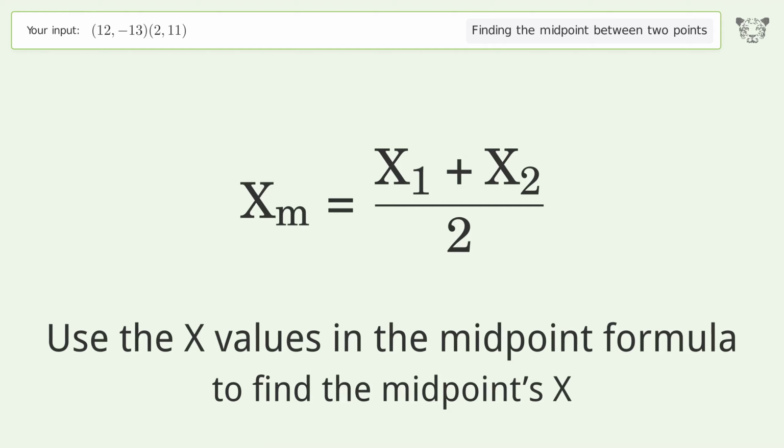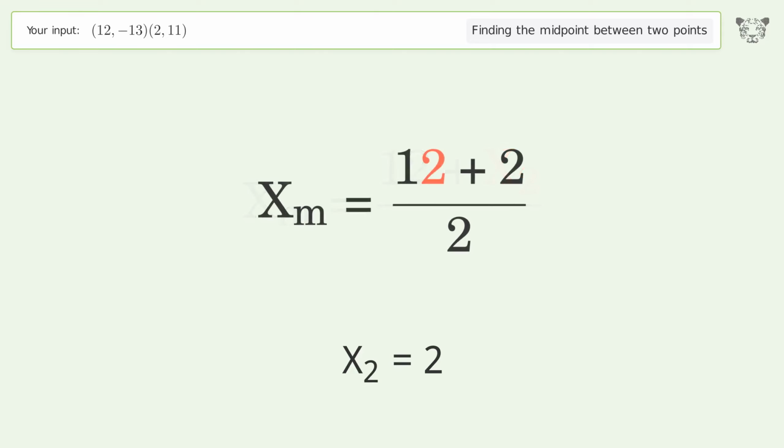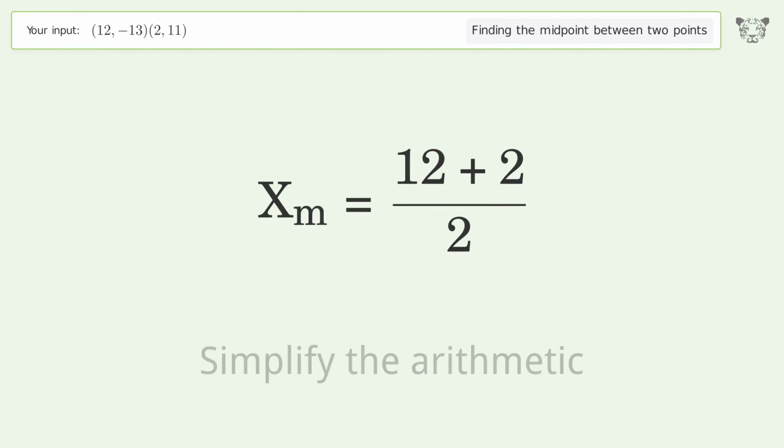Use the x values in the midpoint formula to find the midpoint's x. x1 equals 12. x2 equals 2. Simplify the arithmetic.